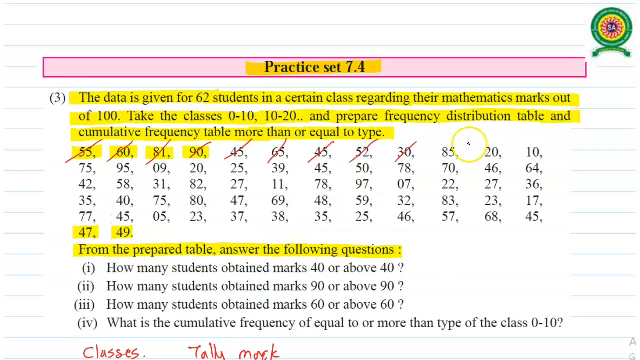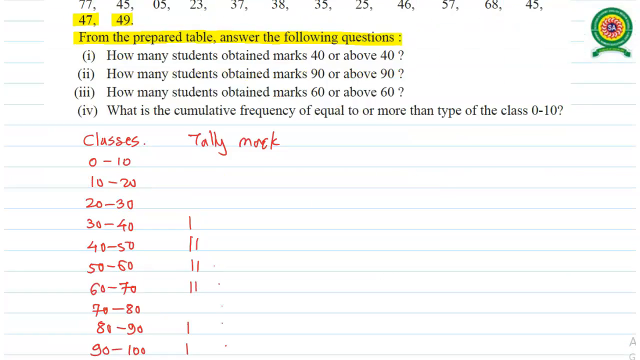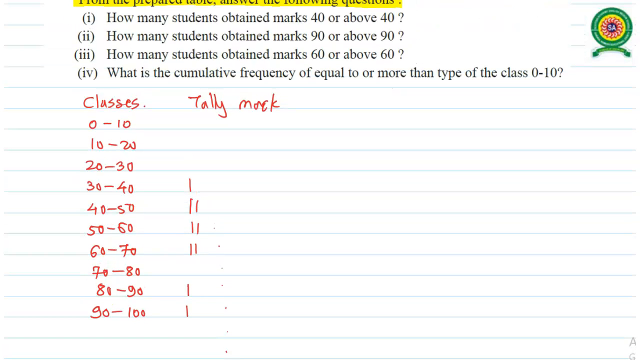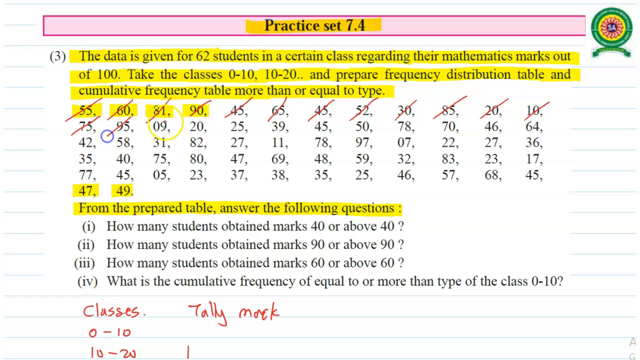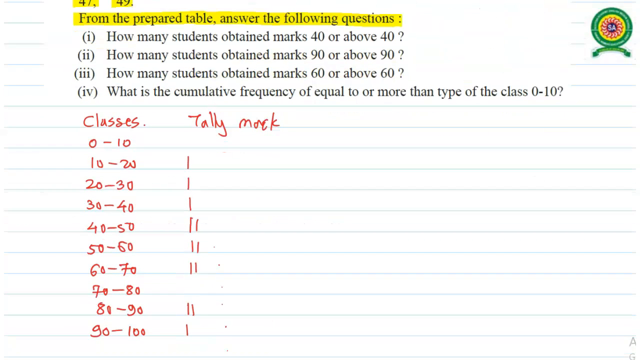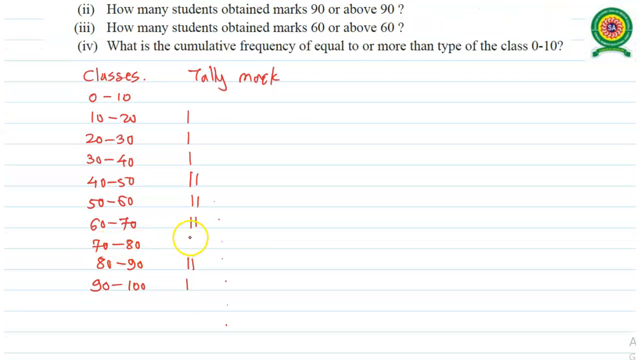Next to it we have 85, 20, 10. So 85 comes in the class 80 to 90. Next we have a 20, the class which has a lower limit of 20. And 10, the class which has a lower limit of 10. Now next to it we have 75, 95 and 9. So 75 comes in the 70 to 80 class. Next we have 95 in the class 90 to 100. And next to it we have a 9 in the class 0 to 10.